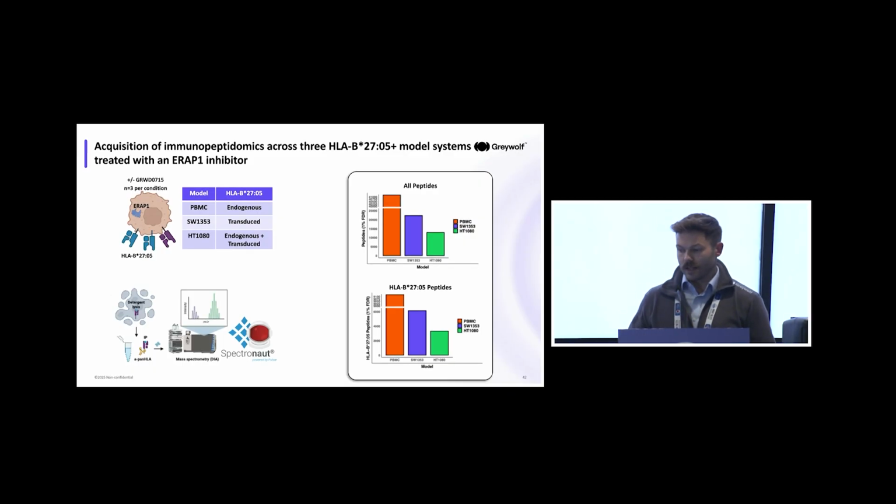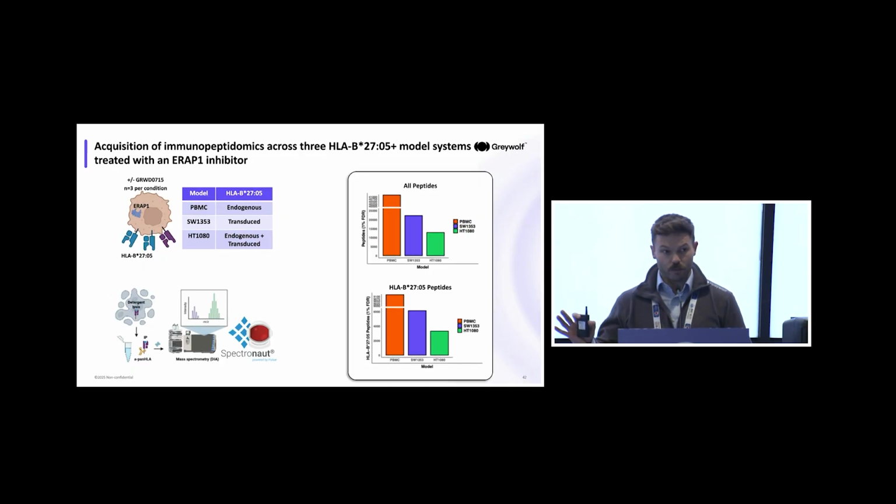So on the right-hand side, just to go over this briefly, in the top graph I broke the axis because we have 3 independent PBMCs where only the HLA-B 2705 is shared, so we naturally get many more peptide IDs there, about 41,000. In the SW1353 lines, we're getting about 22,000 peptides and about 14,000 in the HT1080. The bottom right illustrates how many of those are relevant to the model system we're studying. So we have about 9,000 HLA-B 2705 peptides to study in the PBMCs, 6,000 in SW1353, and about 3,500 in HT1080.